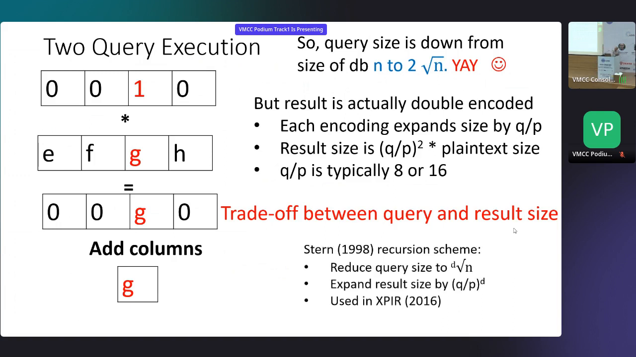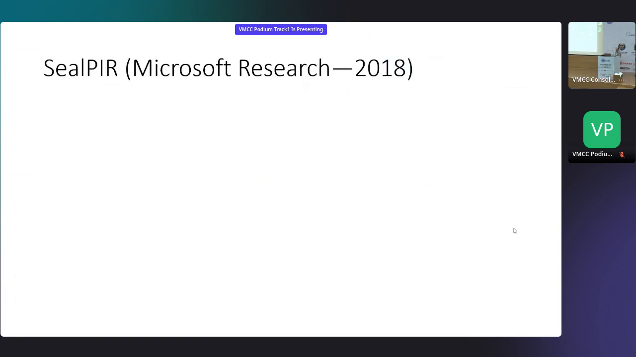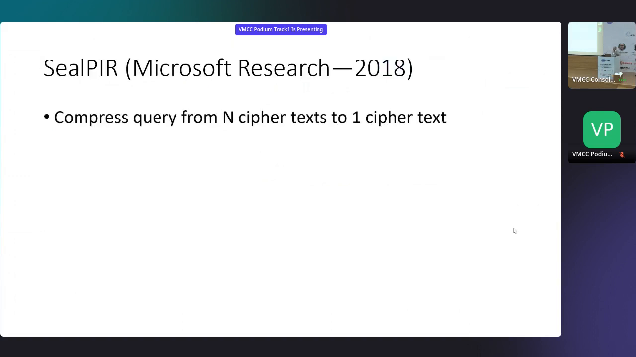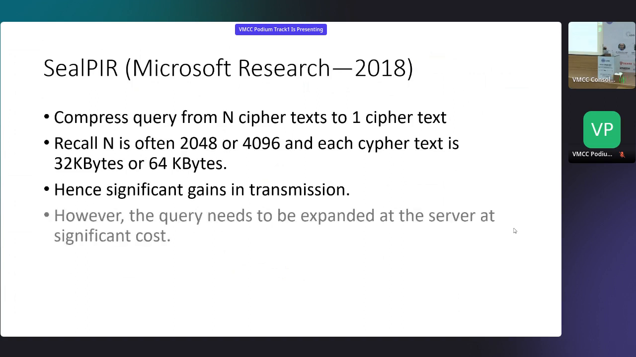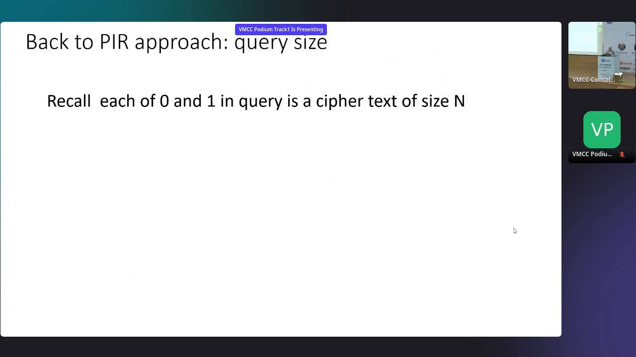These were ideas that were developed in the 90s and were actually used in XPIR. So until 2016, these techniques were being used. CLPIR has another technique which compresses it actually to one ciphertext. I'm not going to go into details, but it basically results in significant improvements in transmission. However, the query needs to be expanded a lot more. You have to do it recursively several times.